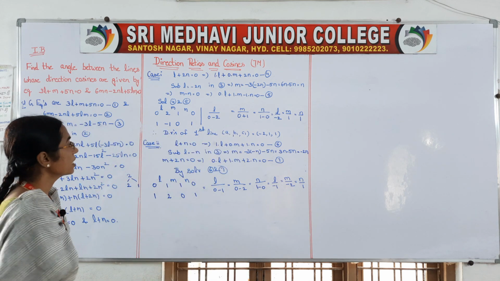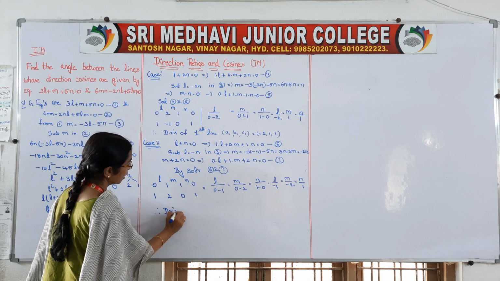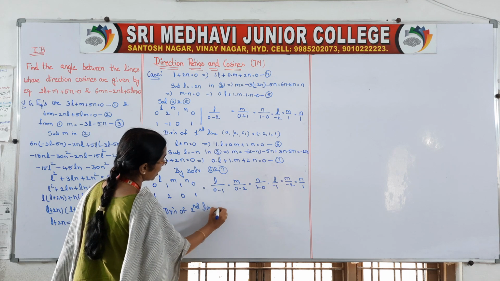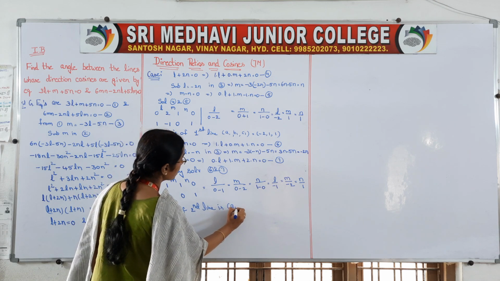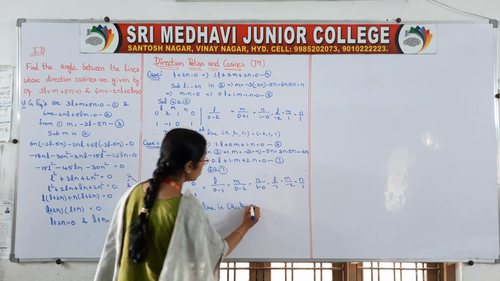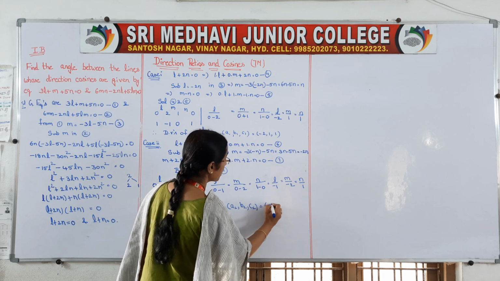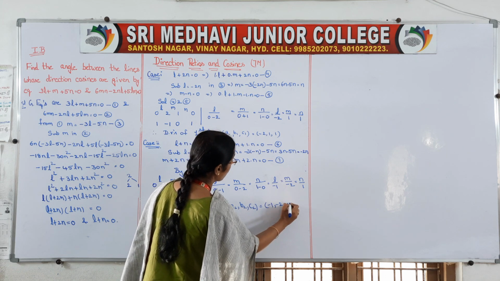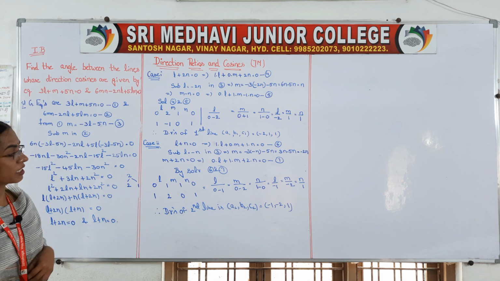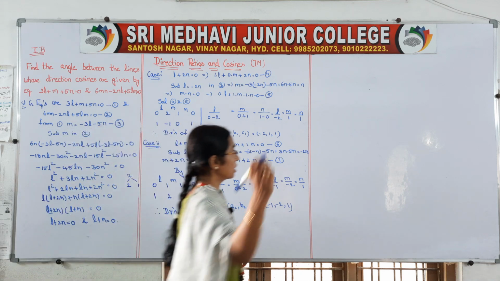So the direction ratios of the second line, which we denote as A2, B2, C2, are equal to minus 1, minus 2, 1. Once we have the direction ratios of the first line and the second line, we will find the angle between the two lines.